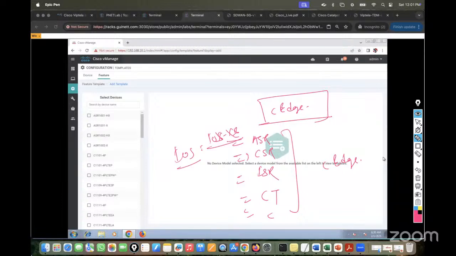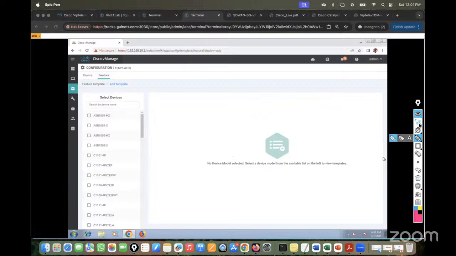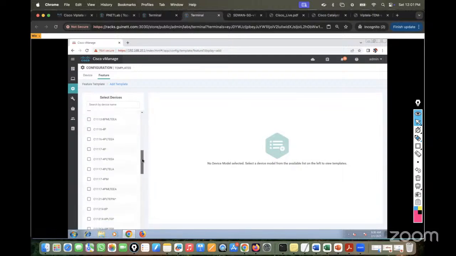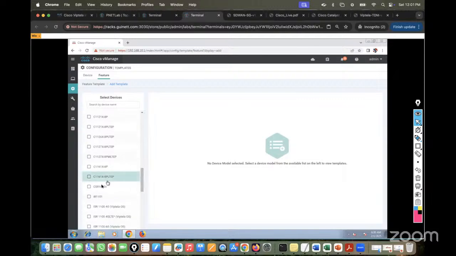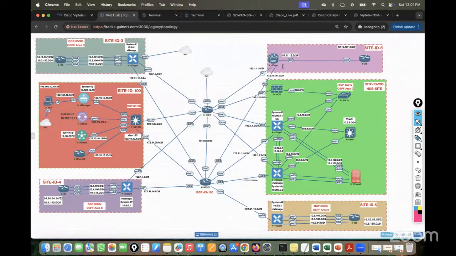Clear, everyone? So that's why you can see here, this CH can be even virtual, can be even physical. If you're using the ASR router, they are all physical boxes, but even you have the CSR 1000V, 8000. In our case, we are using this CH. So this is my virtual router. This can be either virtual or physical. So this is how it is going to look like.